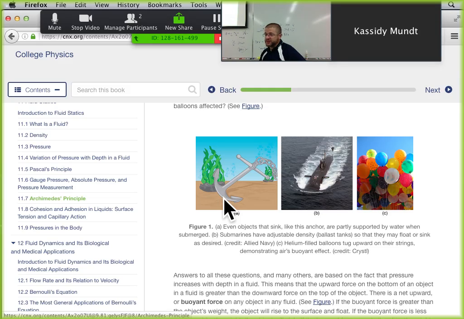Whether or not that object floats, it could be an anchor. An anchor feels a buoyant force. As you drop an anchor, it doesn't fall through the water as quickly as it would fall through air, because the buoyant force in water is much more than the buoyant force in air. So it floats a little bit, and it sinks more slowly than it normally would. A submarine, of course, can change its buoyancy by filling its ballast tanks with water or emptying them so it can go down underwater or come back up.